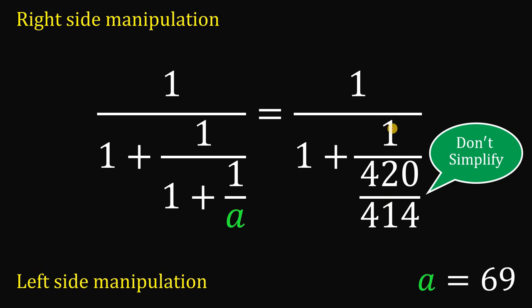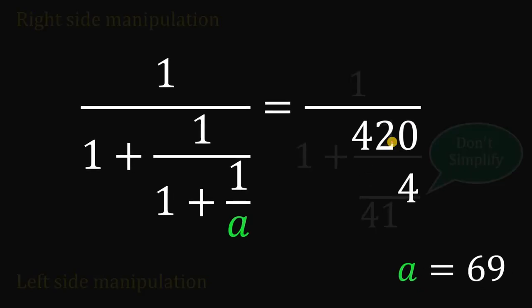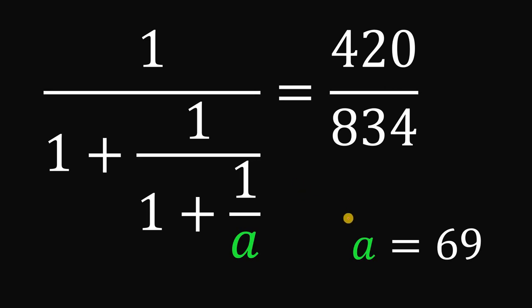So, the lesson here is to always simplify the fraction, either on the left side or on the right hand side. Therefore, our answer to this question, what is the value of a given this equation? Our answer is a equals 69.